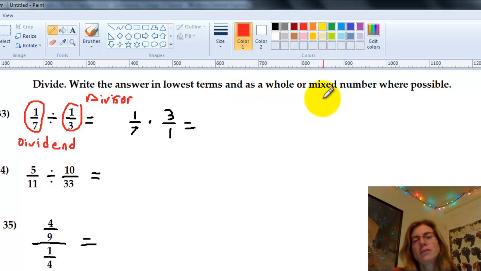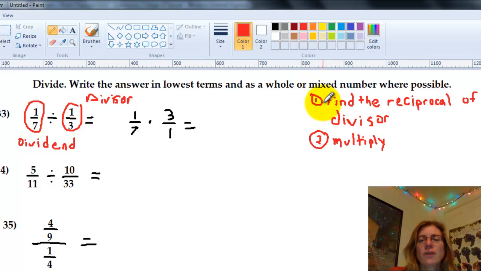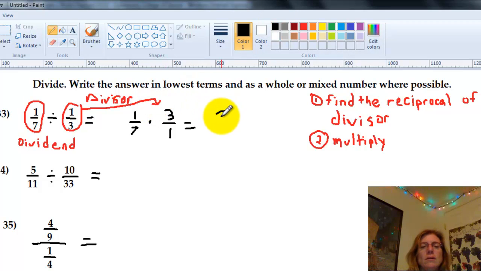So find the reciprocal of the divisor and multiply. Those are the steps for dividing fractions. So let's do that. Now that I have flipped over this divisor, or found the reciprocal of it, let's multiply. 3, because 1 times 3 is 3, 7 times 1 is 7. So the answer to our first problem, 33, is 3/7.